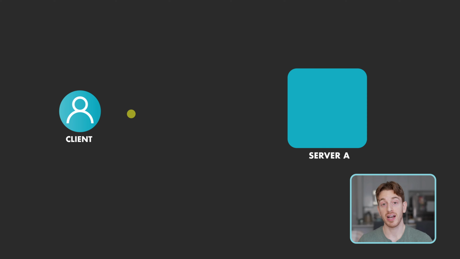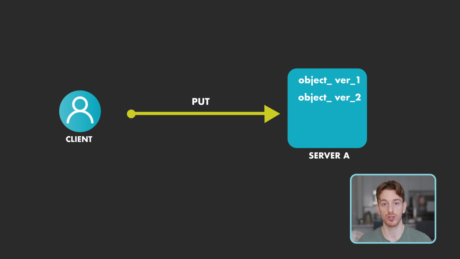To provide this kind of a guarantee, Dynamo treats the result of each modification as a new and immutable version of the data and allows for multiple versions of an object to be present in the system at the same time.